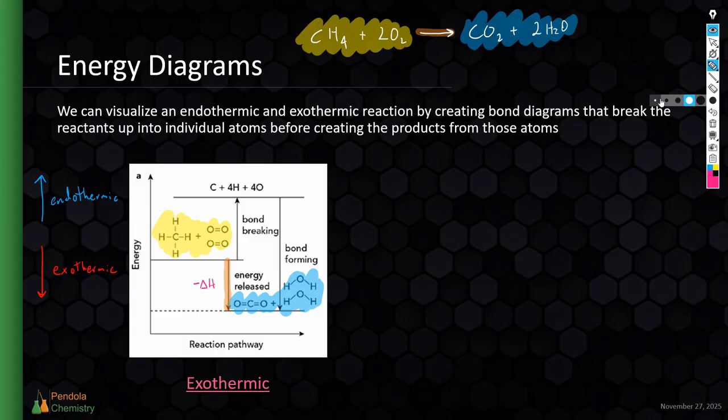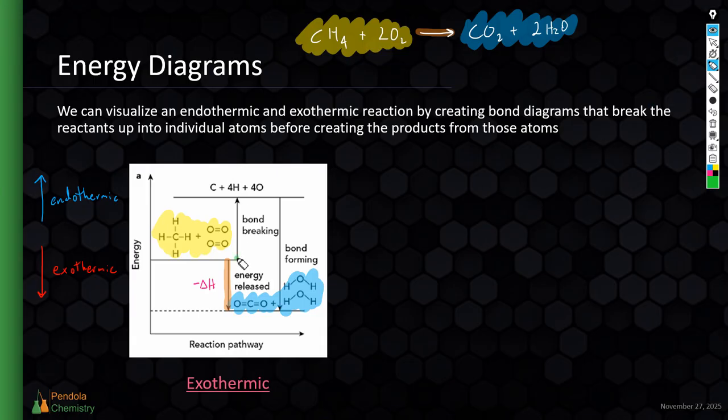Just like we did with Hess's law and energy level diagrams, we can think of this process not happening directly, not just methane reacting with oxygen to create carbon dioxide and water. We can instead think of it as an alternate path. And what would that alternate path look like? Well, that alternate path happens in two steps.